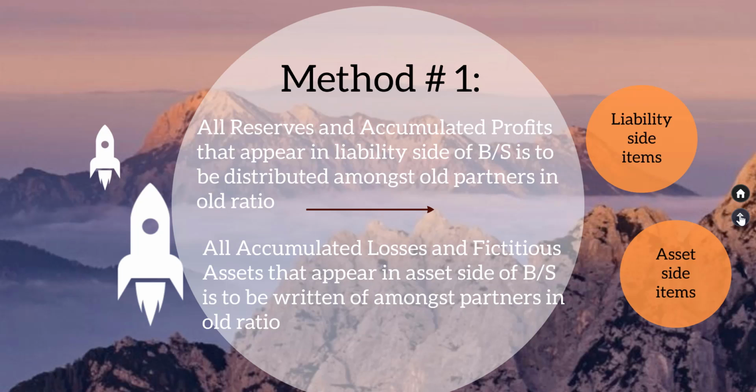On the other hand, the accumulated loss, which is the P&L balance appearing in the asset side of the balance sheet, and advertisement suspense both have a debit balance. So we will debit the partner's capital and current account and credit these two items and thus cancel the amount of P&L or accumulated loss and the advertisement suspense.